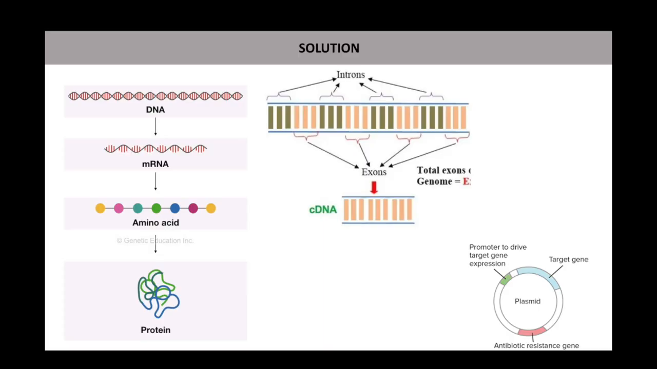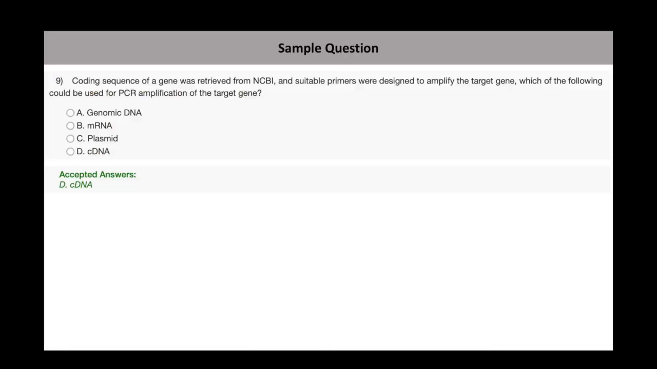And this is our plasmid. So if the target gene is the gene of our CDS, then in that case, plasmid can also be used as a template. But since it is not mentioned here, plasmid is the wrong option. The correct option in this case is option D, which is cDNA. Okay.